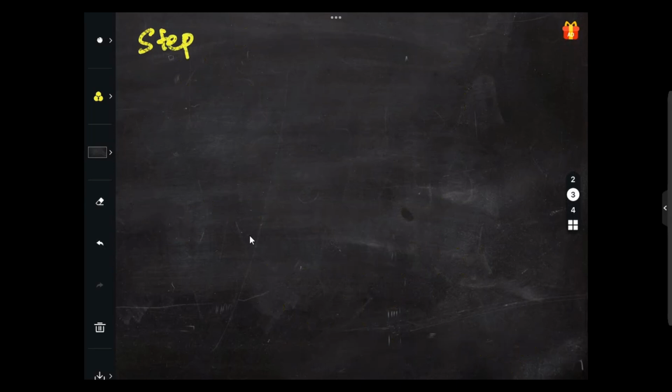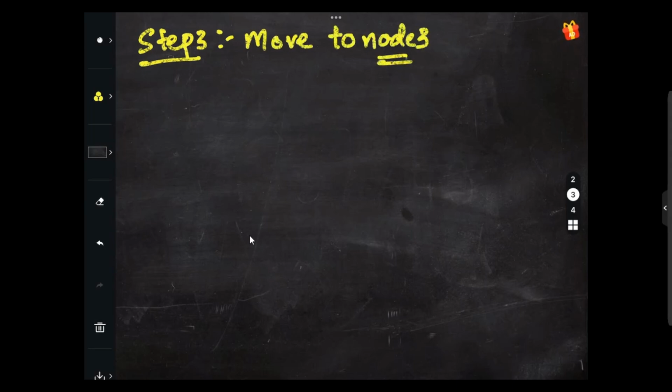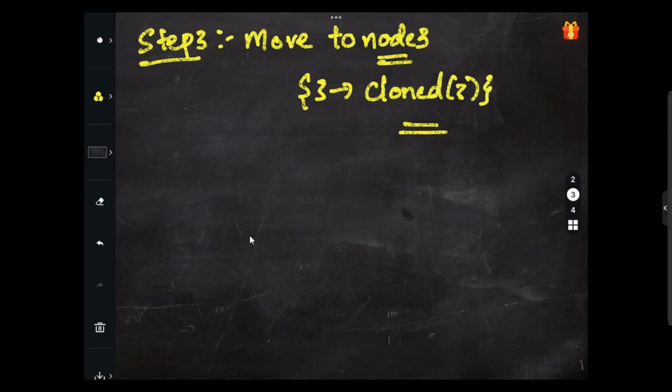So I'll just come here. Let's give it as step 3. We have to move to node 3 in this case, right? So we are just moving to node 3. First we will clone node 3. So node 3 looks like this, right? And in the hash map, 3 maps to the clone of 3. This is fine. So we are just cloning node 3.